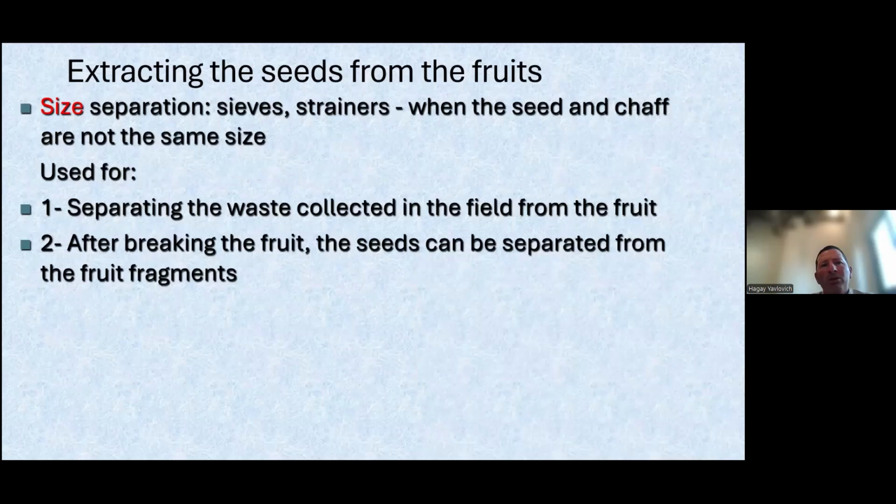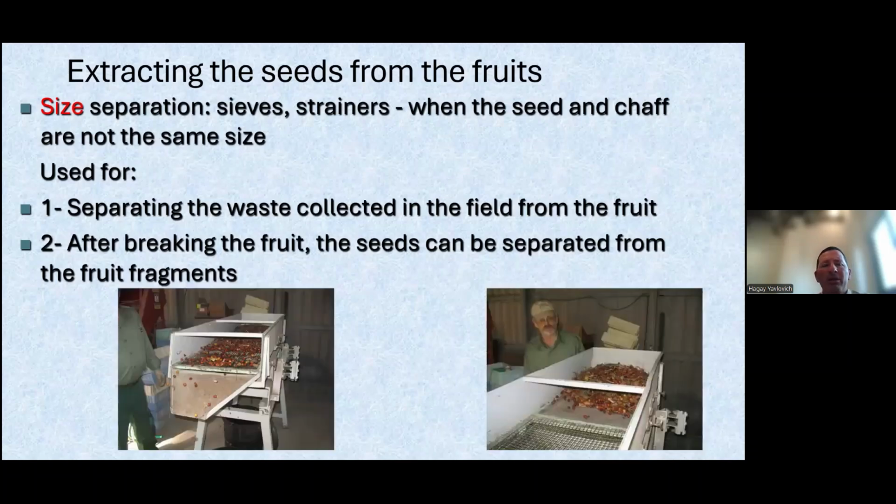Of course, if we want to separate the seeds from the fruit or from parts of the fruits, we can use sieves or strainers. If, for example, we have seeds and chaff that are not the same size, we can separate them by sieves or strainers. As I said before, you can use it before you crush them or after, if you have waste collected in the field or after breaking the fruit.